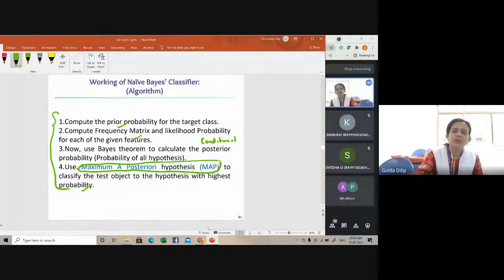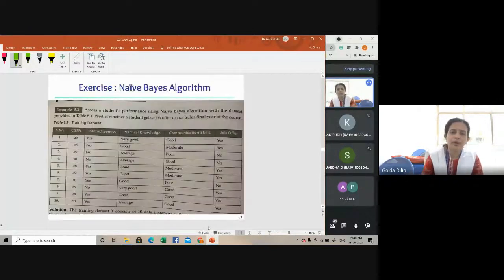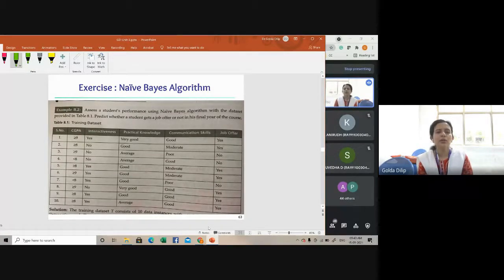Now this is the problem which is being given to you. Naive Bayes classification problem. What is the problem telling you? Assess a student's performance using the naive Bayes algorithm with the data set provided here. This data set has 10 tuples or 10 records. The task given to you is to predict whether a student will get a job offer or not in his final year of course.